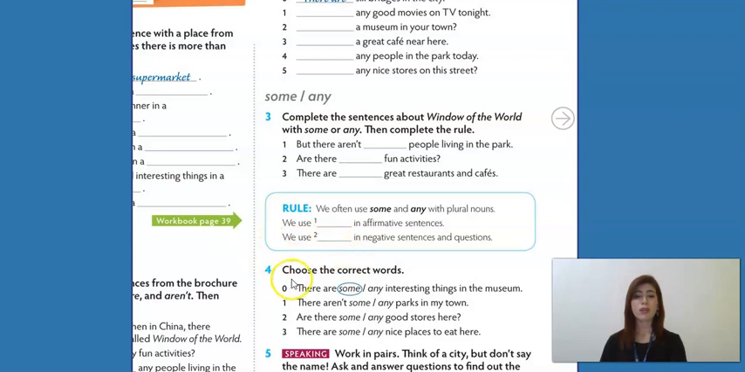Okay, now let's take a look at exercise 4. What you have to do here is choose the correct words. Here is the sentence. The example is, there are some interesting things in the museum, right? Because we have an affirmative sentence in plural. So in this case, we choose some. Okay? Now pause the video, try to do the activity by yourself, and then in a moment, I'll go back to correct with you. Okay?